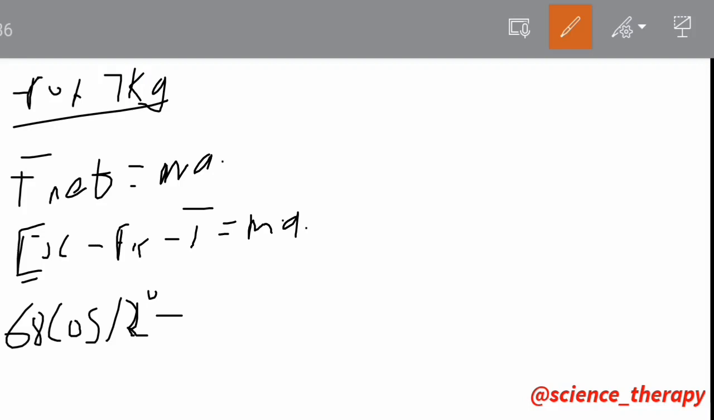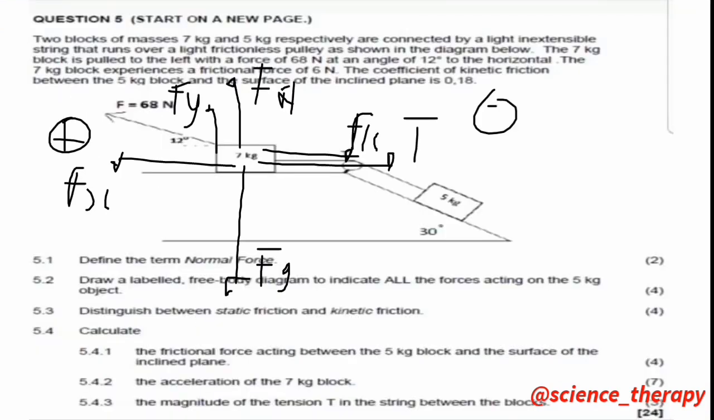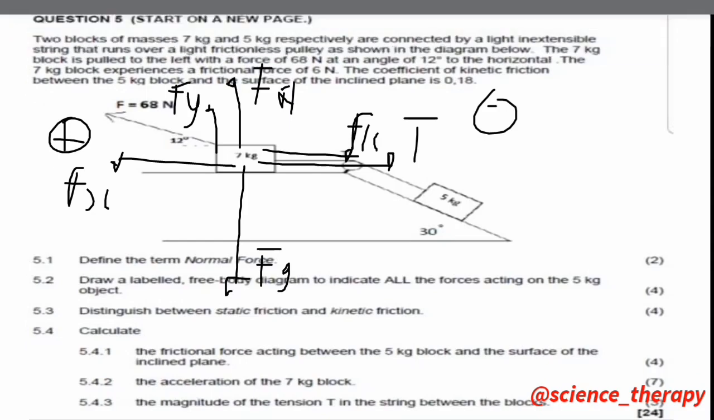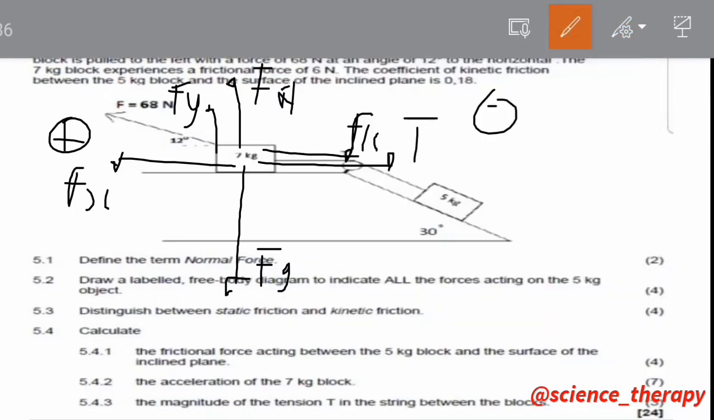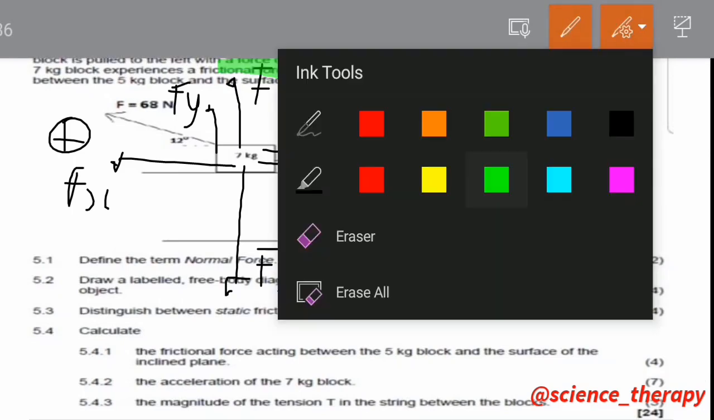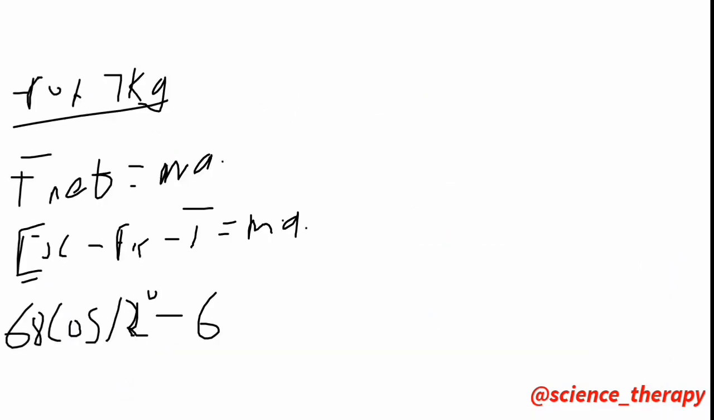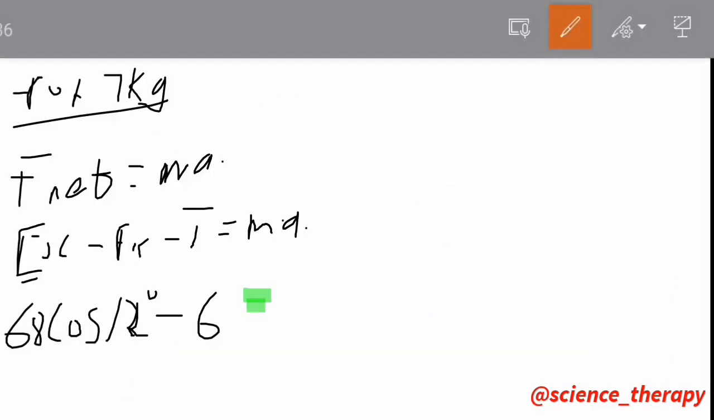Then we have our Fk. Have we been told about the Fk? Remember, they told us that the Fk here is 6. If we look at the statement, it says a 7 kg block experiences a frictional force of 6 newtons. Now we have our mass again, which is equal to 7, but we don't have the acceleration, so we have 7a.